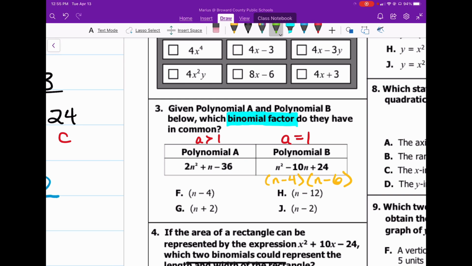As we look, the very first one, answer choice F, which is n minus 4, is going to be our answer here because they both match up. Not n plus 2, not n minus 12, and not n minus 2, but n minus 4.